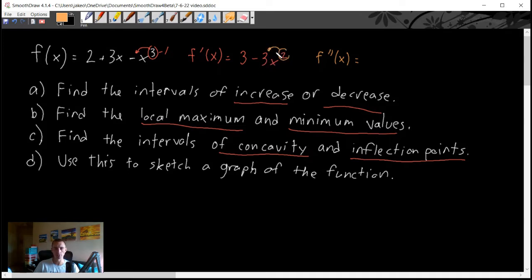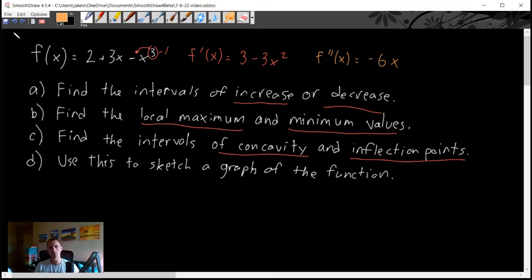We're going to bring the 2 down in front, multiply it by the negative 3. So that gives us negative 6. And then leave the x as x, and then minus 1 from the power. 2 minus 1 is 1. x raised to the first power is just x. So our second derivative is just going to be negative 6x.